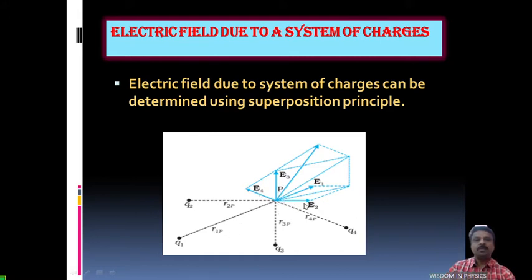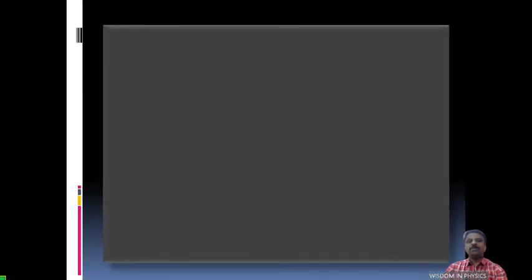And now you have to use the superposition principle. Geometry says that if you want to calculate the resultant of E1 and E2, you can use the vector addition method, and you have to extend this process to all the electric fields, and that will give you more difficulty. Everywhere you have to use vector algebra, parallelogram law, triangular law, everything. So instead of doing that, we can apply the superposition principle.